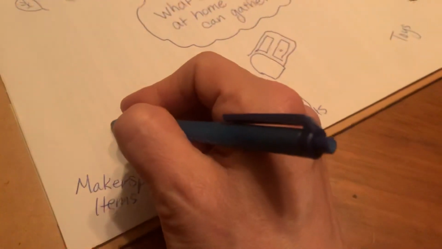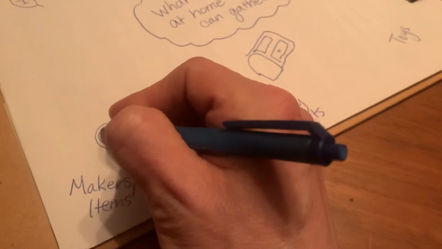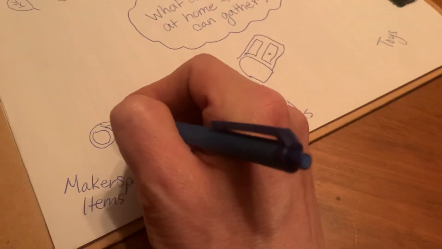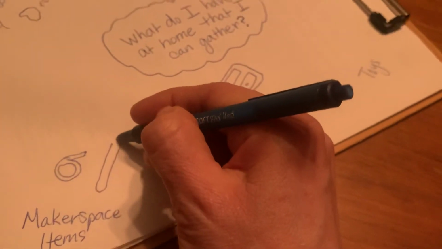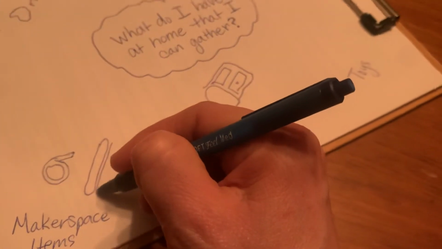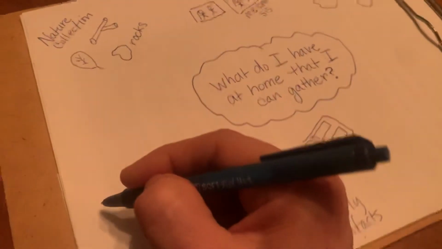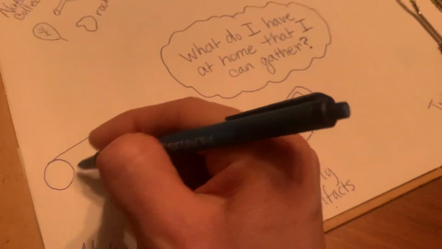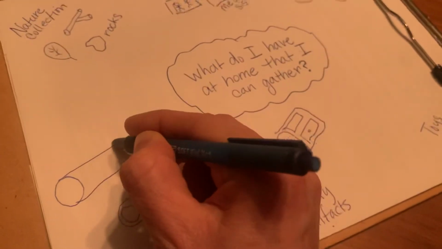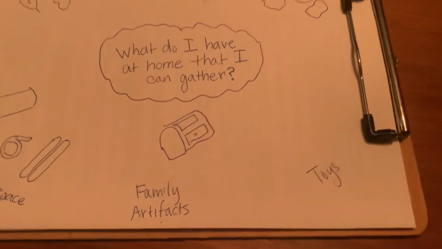I know that I have tape in my house. So here's a roll of tape. I know that I have some popsicle sticks in my house. Another thing I know I have is toilet paper tubes. And if I don't have one right now, I'll have one really soon. So I know that those are some items I could gather.